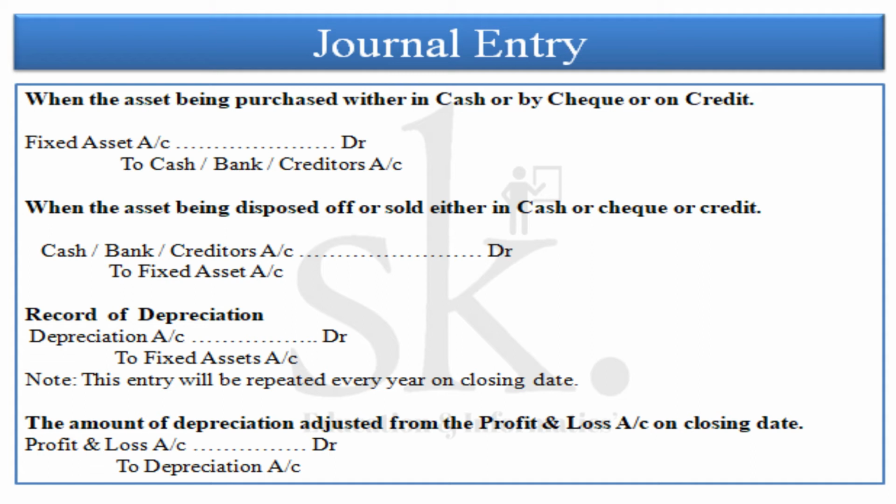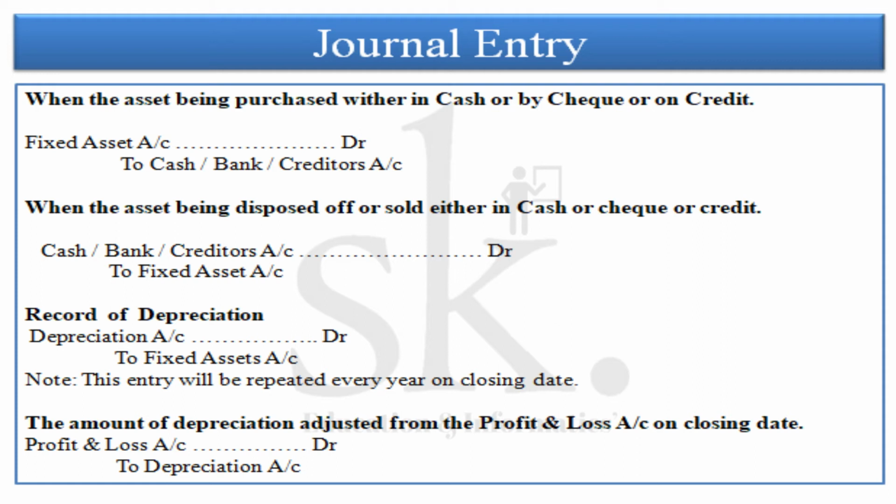The last most important point is that the amount of depreciation needs to be adjusted with the profit and loss account on the closing date. This is what we are required to do in depreciation accounting. Since it's a loss, it has to be transferred to the profit and loss account. Any profit or loss a business earns has to be transferred to the profit and loss account. So the journal entry will be profit and loss account debit to depreciation account.